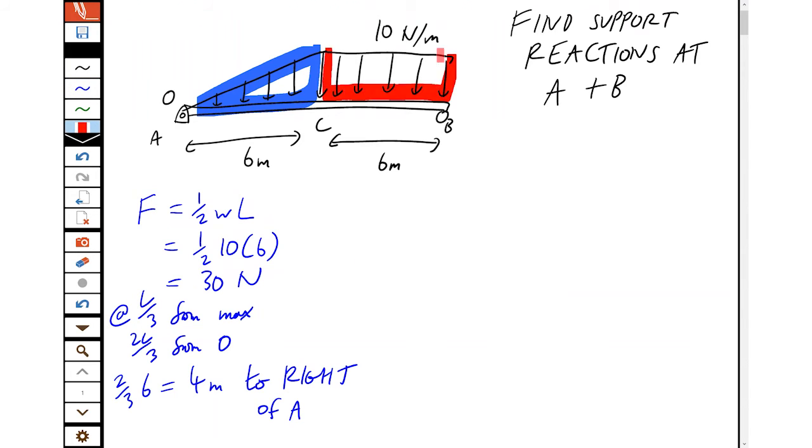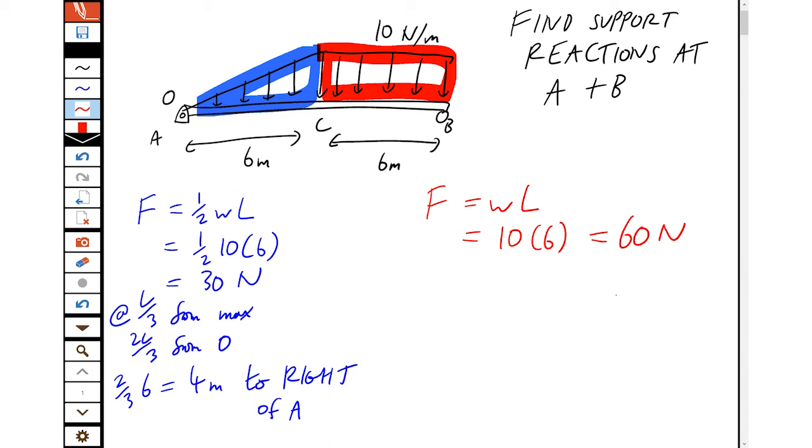Then we look at the rectangular constant load. So we have the equivalent force is the distributed load times the length. 10 newtons per meter for 6 meters is 60 newtons, and that's at the midpoint. So that's 6 over 2, 3 meters to the left of B, or to the right of C, whichever you prefer.